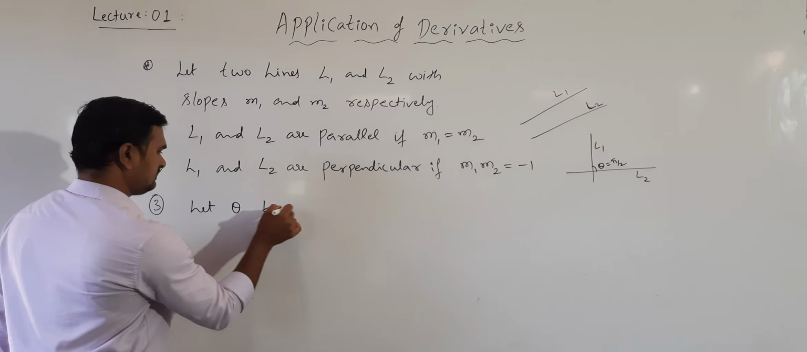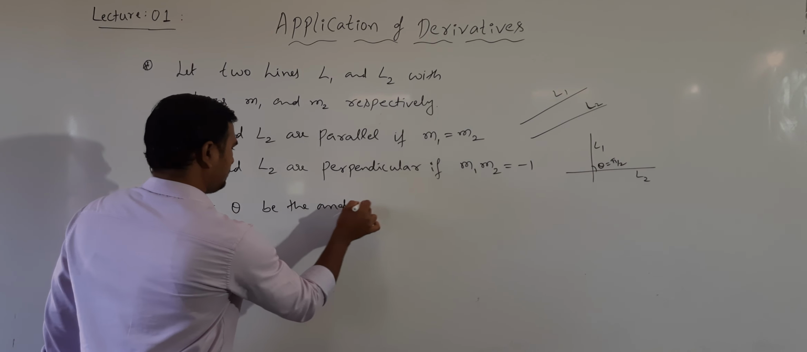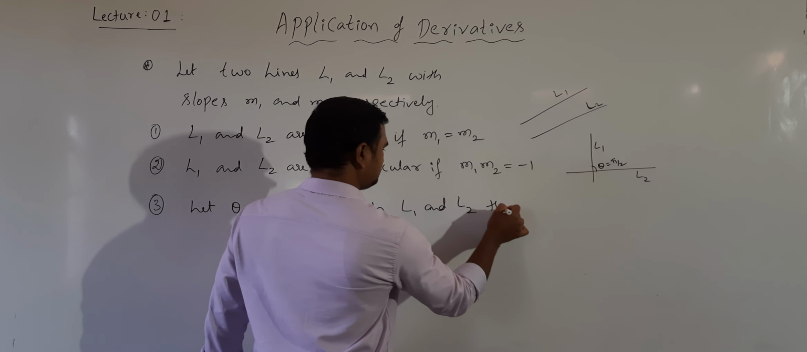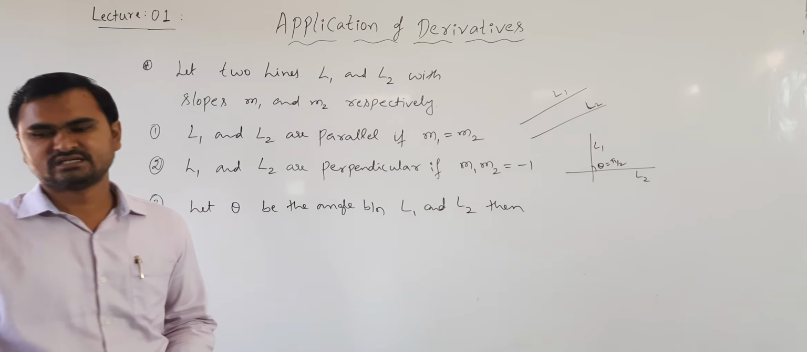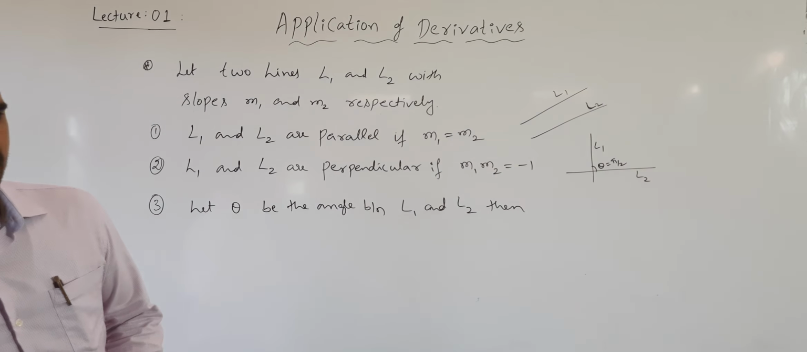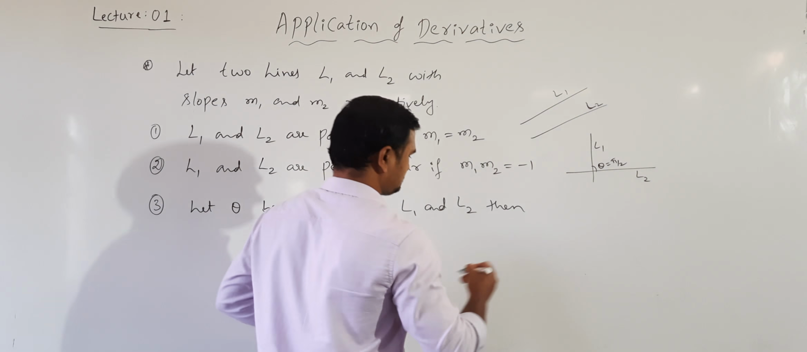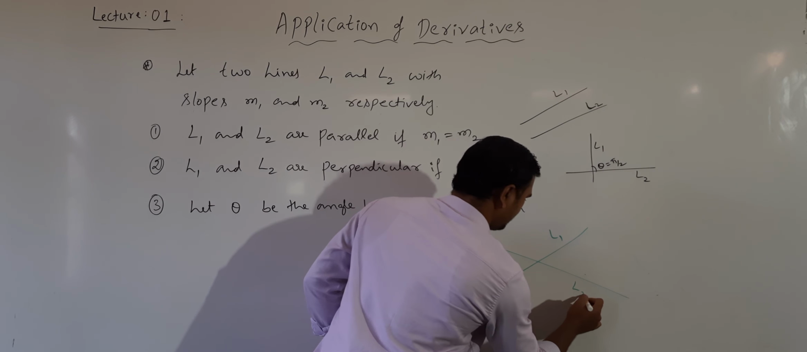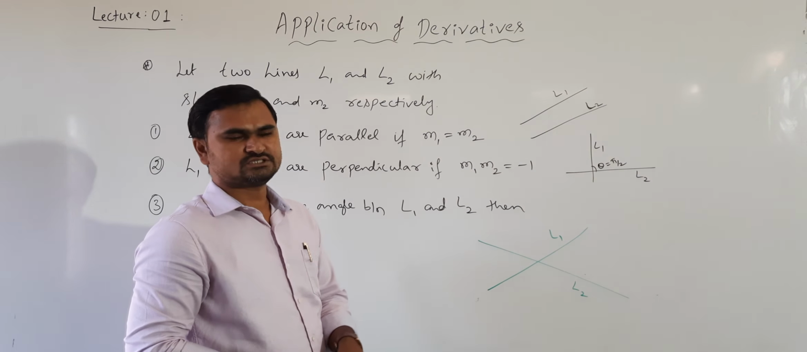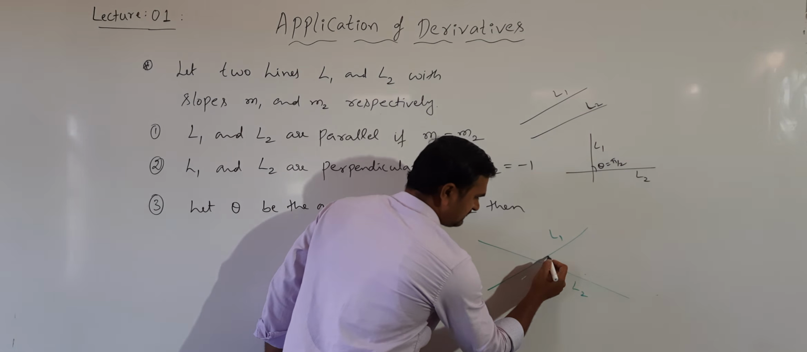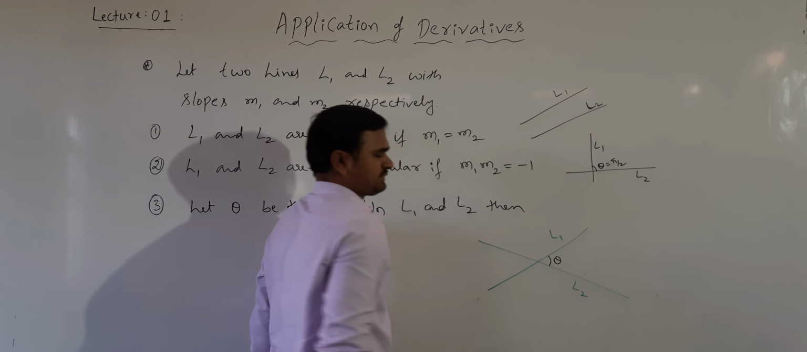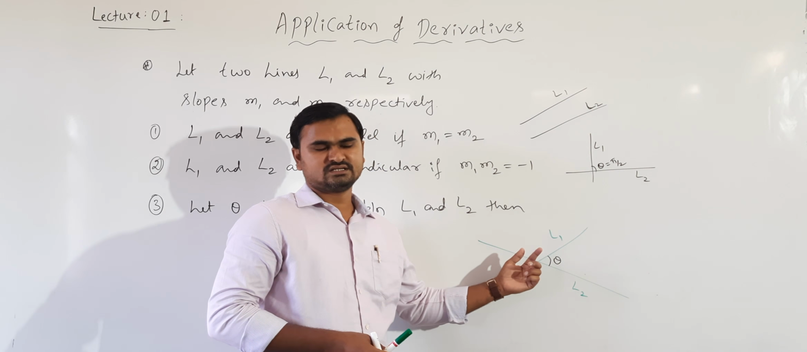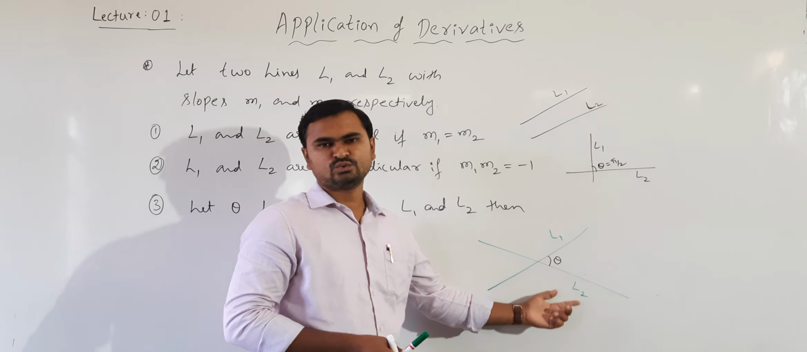Let theta be the angle between L1 and L2. So here the lines may be intersecting at some angle theta. How do you find that angle between the two lines? Suppose this is the first line L1 and this is the second line L2. These two lines are intersecting at some angle theta. Now what is the formula for finding this angle between two lines?